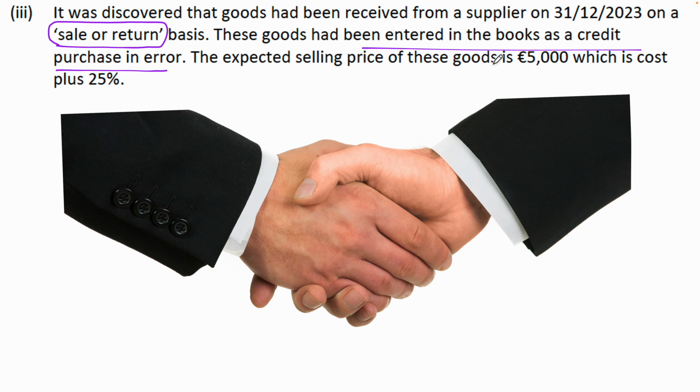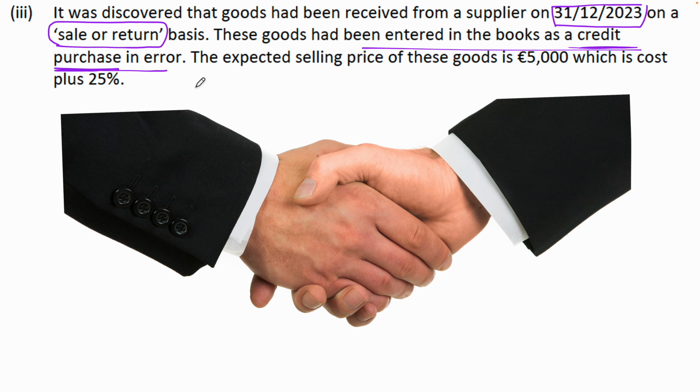We did not say, yes, we have sold them, so you can charge us for them. So we have to rewind the credit purchase. We have to rewind the credit purchase. So for us to do that, we are going to take it away from purchases, take it away from creditors, and then take it away from our closing stock, because we have this date, 31st the 12th, 2023.